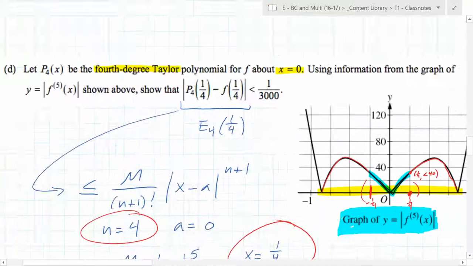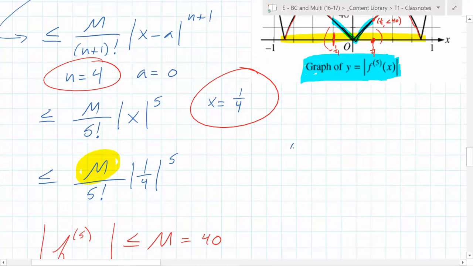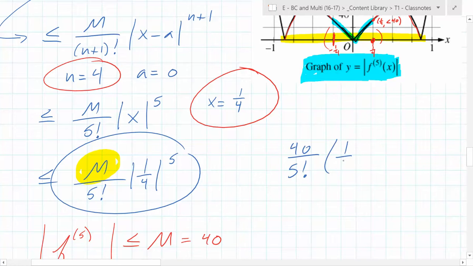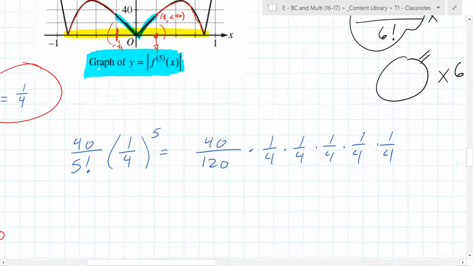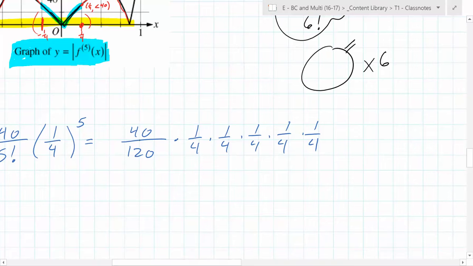So let's go back and plug that into our expression. It was 40 over 5 factorial times 1/4 to the 5th. Let's simplify this a little bit. What is 5 factorial? 120, right? And this is 1/4 times 1/4 times 1/4 times 1/4 times 1/4. Can we cancel some zeros? Can I cancel one of these 4s? So you end up with 1 over 12 times 4 to the 4th.